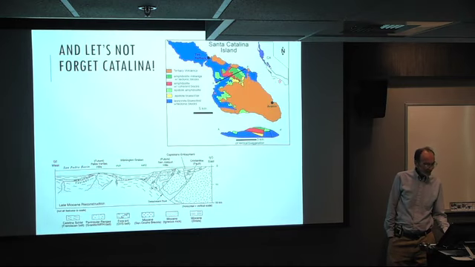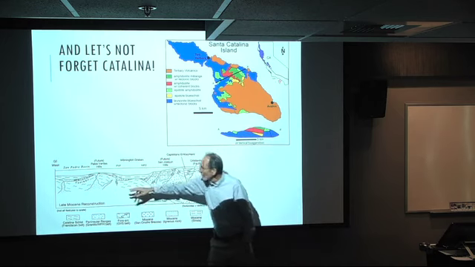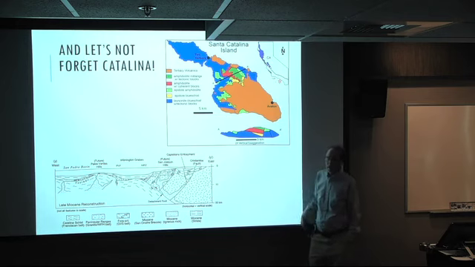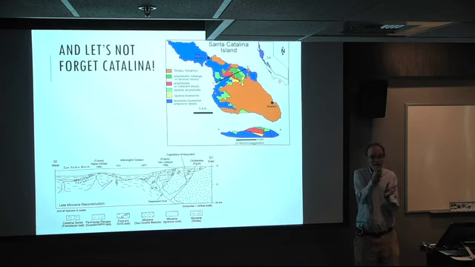Okay, and let's not forget Catalina. On the island of Catalina, all that brown stuff is more intrusive igneous rock. All right, so as we crack apart and form Santa Barbara from San Diego, lots of volcanic material.